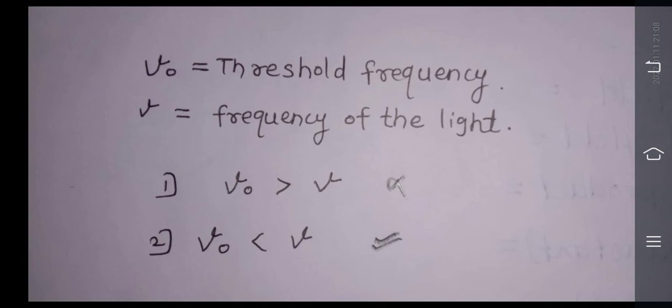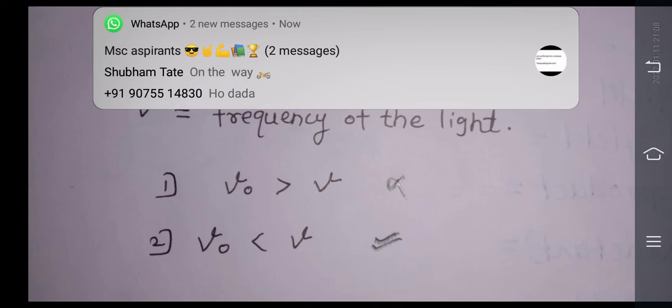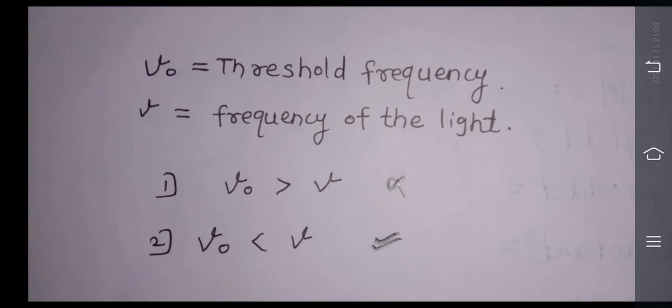Nu naught shows the threshold frequency, whereas nu shows the frequency of the light. When the threshold frequency is greater than the frequency of the light, there is no ejection of electrons. In the second case, when the threshold frequency is lower than the frequency of the light, there is ejection of electrons.